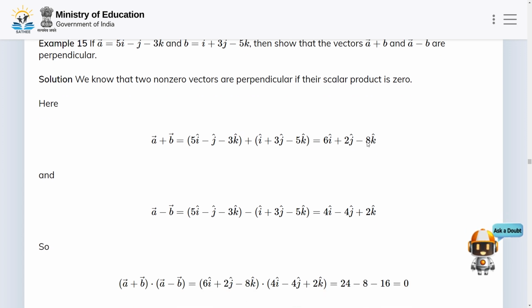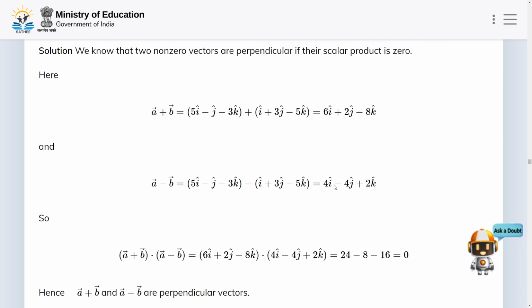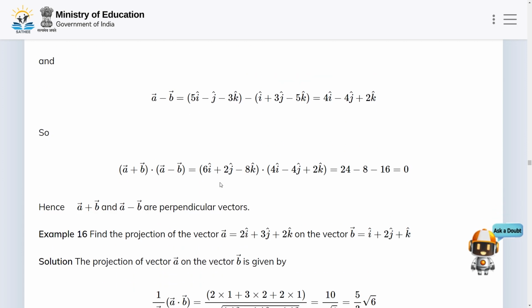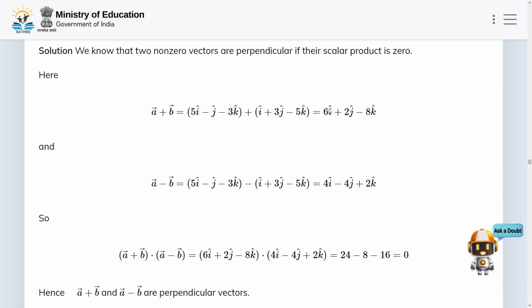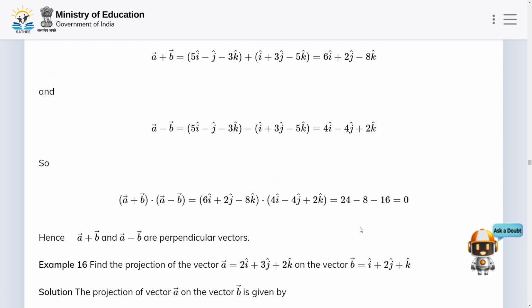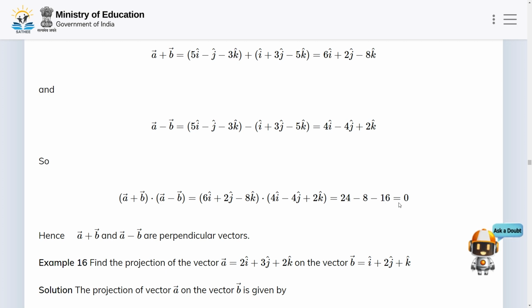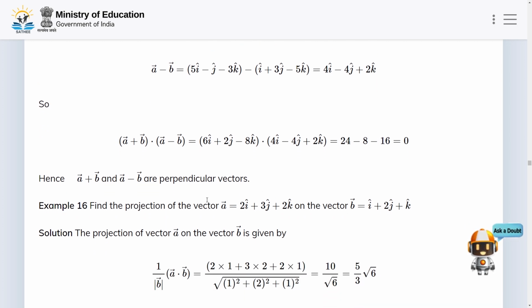So A plus B is 6i hat plus 2j hat minus 8k hat. A minus B is equal to 4i hat minus 4j hat plus 2k hat. Their dot product: multiply 6 with 4, you get 24. 2 with minus 4, minus 8. Minus 8 with 2, minus 16. As you solve it, you will get 0. This means both are perpendicular to each other.